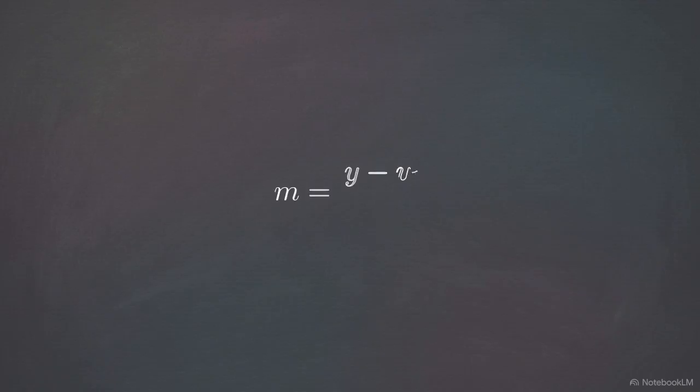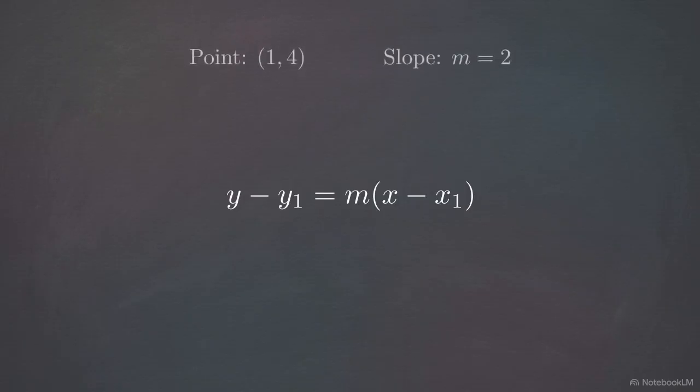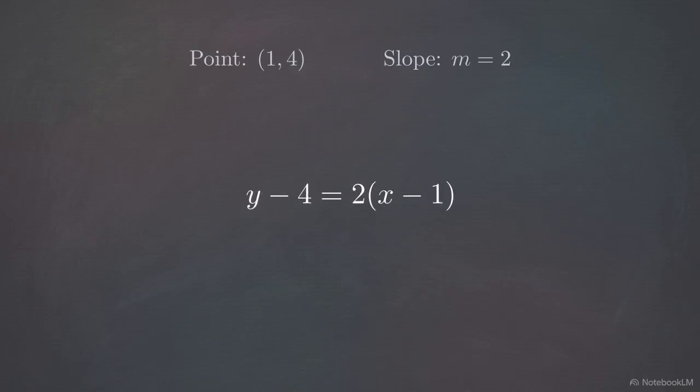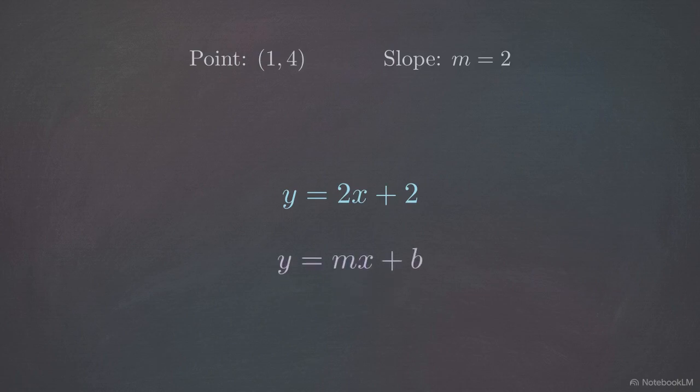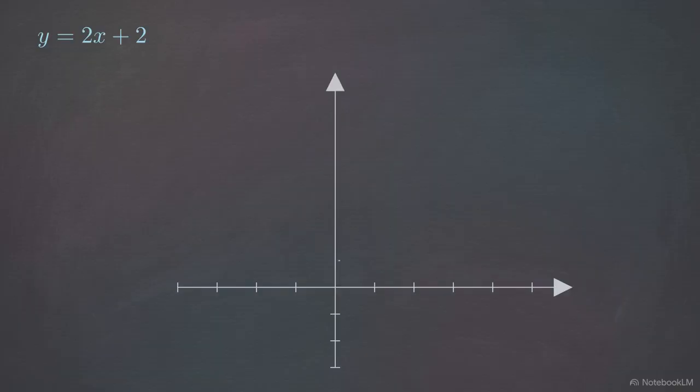With slope clearly defined, we have the core component required to build an actual algebraic equation for a line. We substitute a known point, x1 and y1, and an arbitrary coordinate, x and y, into our slope formula. Multiplying both sides by the denominator gives the point slope form. Y minus y1 equals m times x minus x1. We can apply this immediately. If a line passes through the point 1, 4 with a slope of 2, we substitute those exact values in. This gives y minus 4 equals 2 times x minus 1. Distributing the 2 and adding 4 to both sides simplifies the equation down to y equals 2x plus 2.